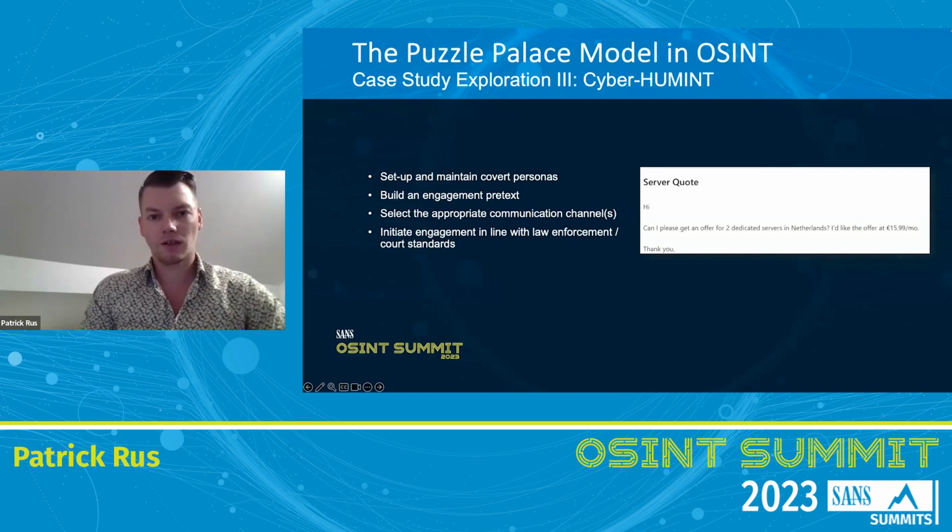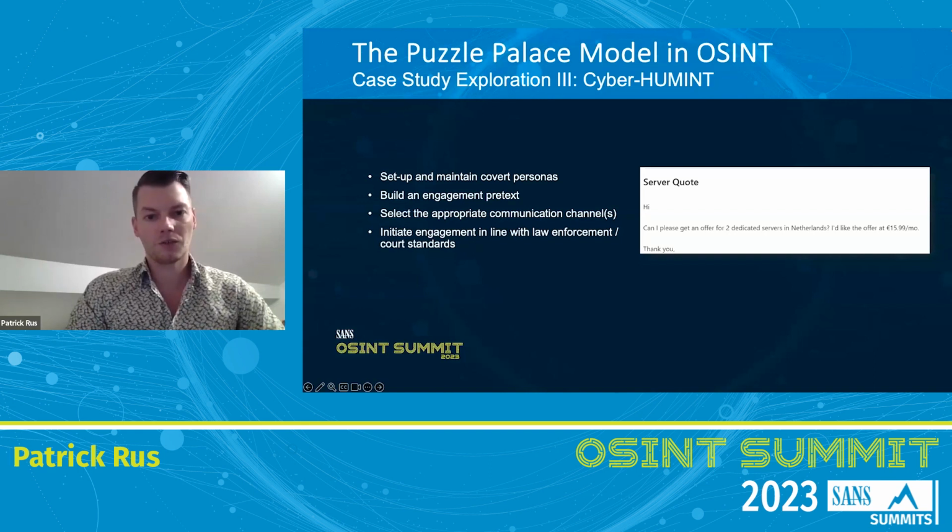Just a basic understanding about Cyber-HUMINT and how you have to do it: first, understand the OPSEC model of the target. For example, it's important to set up and maintain the covered personas. In this case, I used only an engagement pretext in order to engage with the target, in order to find out the services, for example, and the pricing. It's important to also select the appropriate communication channel, for example, email or Telegram or WhatsApp.